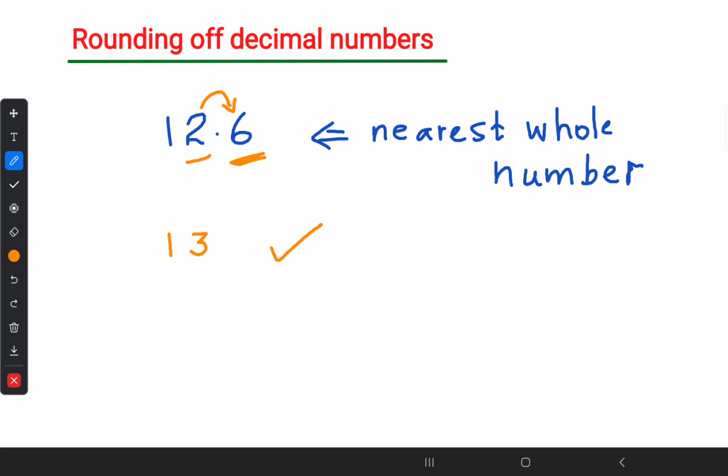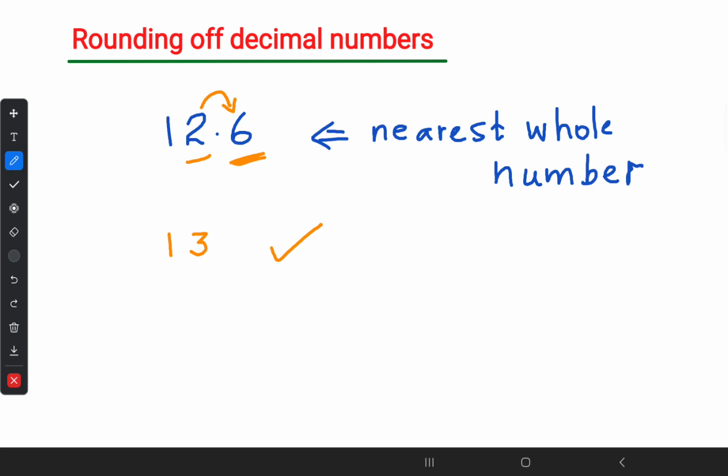I'll repeat again. Nearest whole number means after the whole number we have our first decimal place. If the first decimal place belongs to the second set of numbers, that means 5 or greater than 5, you have to add 1 to the preceding value to get the round off. So the round off value would be 13.